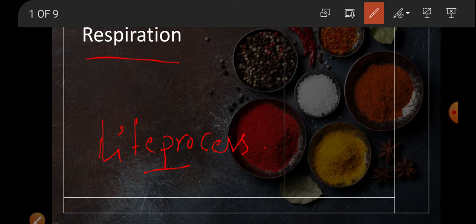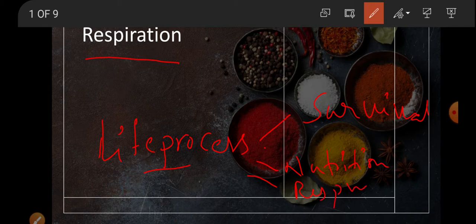A life process is a process done by living organisms, or a group of processes that are done by living organisms for their better survival. Each and every individual has to do these alone, like nutrition, the intake of food for their health and growth. For their survival they have to respire, transport, and excrete. These are some of the life processes done individually by each and every living organism for their life.